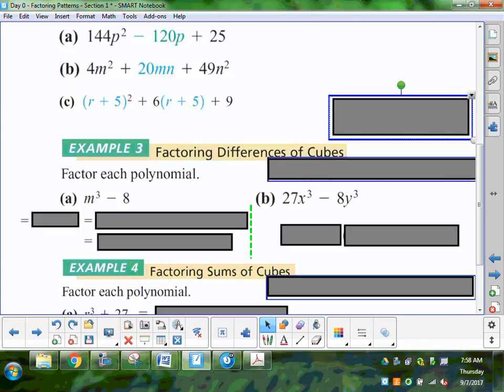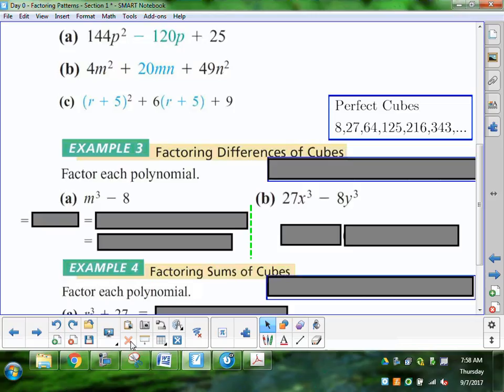What about 6 to the 3rd? It's going to be 216. And 7 to the 3rd is 343. We ask that you list those out just so you know them and you see them quickly. Now notice, there is only a difference of perfect squares, but there is a sum and difference of perfect cubes.